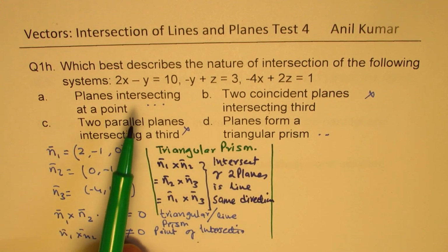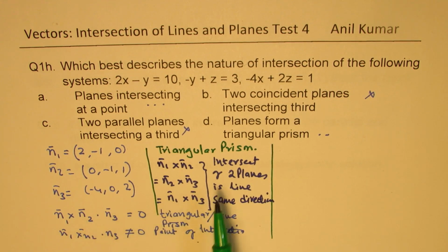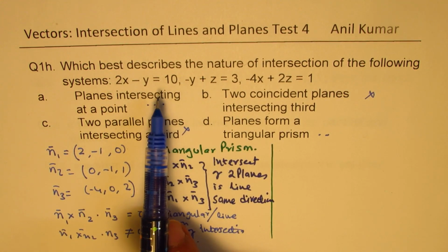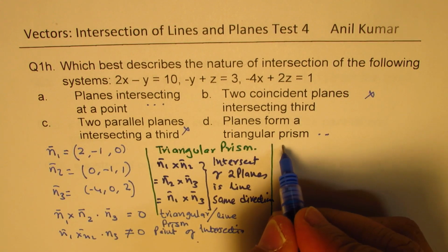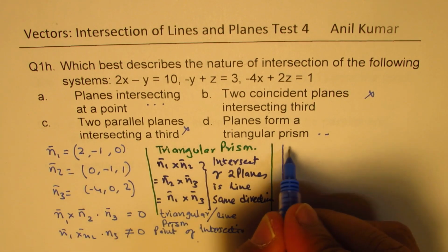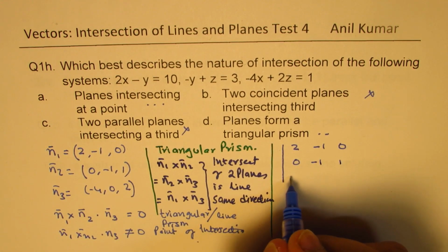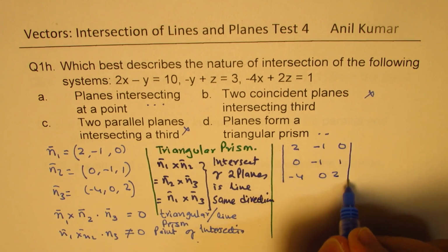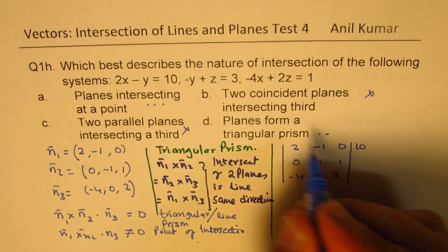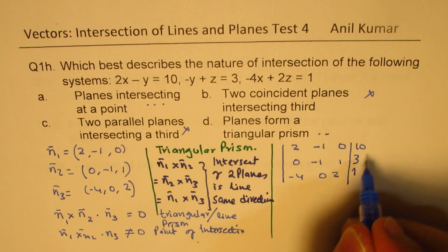But here, since we have a confusion, we could adopt any particular method. We could say scalar triple product and then figure out, or we could do cross product of all the three and then check. Either one of them. But I'm going to adopt the third method here, and basically we'll solve this using augmented matrix. So let's solve, and then there is no doubt about it. So we have these equations as 2, minus 1, 0, and 0, minus 1, 1. Here we have minus 4, 0, 2. And the right side is 10, 3, and 1, correct?